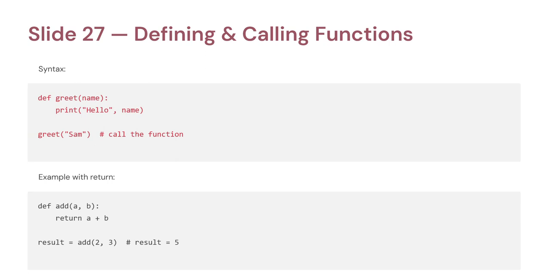Function with return value. Now let's see another example. This function takes two numbers, adds them, then returns the result. Then calling, result is equal to add(2, 3). Now result is equal to 5. Why is return important? Imagine a calculator. You don't just want the calculator to display the answer. You want to use that answer somewhere else. Return allows us to store and reuse results.